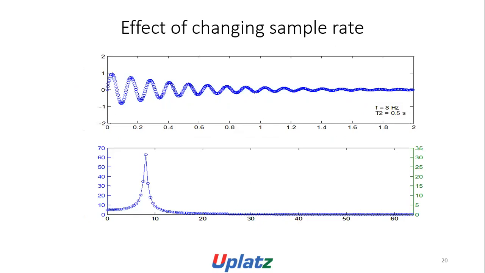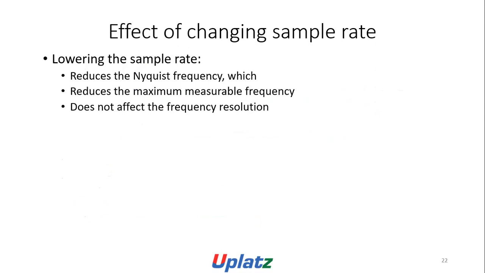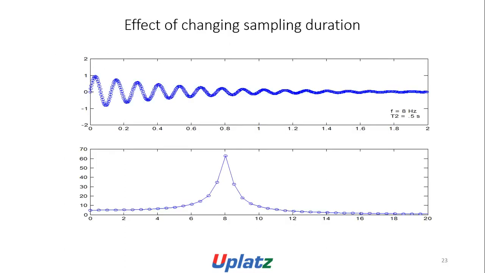Effect of changing the sampling rate is shown here. Another effect is shown here with 128 hertz and 256 hertz. Lowering the sampling rate reduces the Nyquist frequency, which reduces the maximum measurable frequency. It does not affect the frequency resolution.